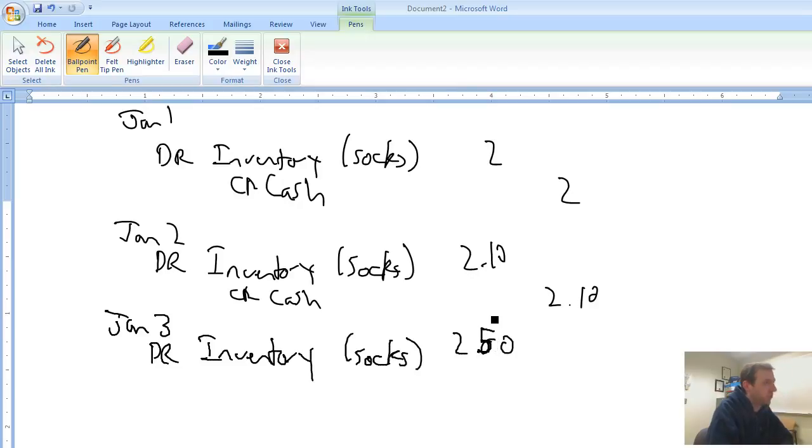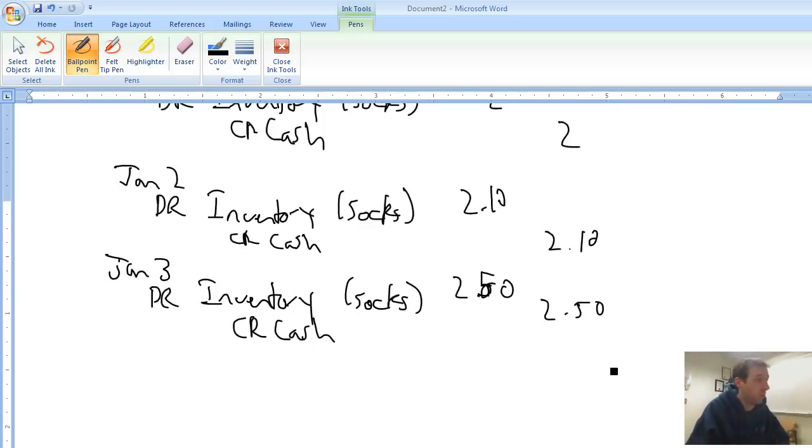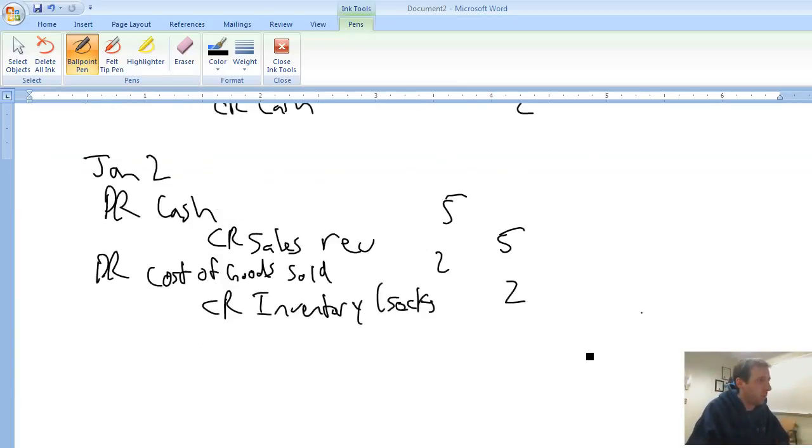So they buy the socks for $2.50. I know that might not look like a five, but it is. Credit cash, $2.50. So now Walmart has these three pairs of socks sitting on the shelf. A customer comes in and they buy a pair of socks. Okay, so, scrolling down, we know how to sell socks.